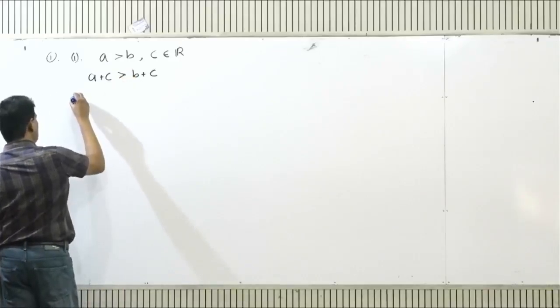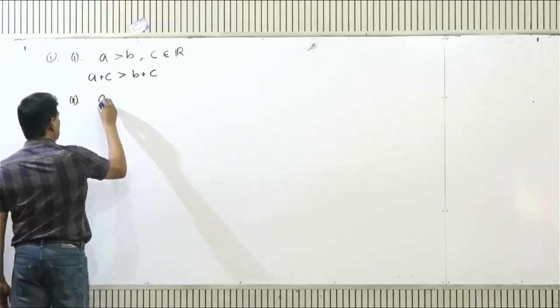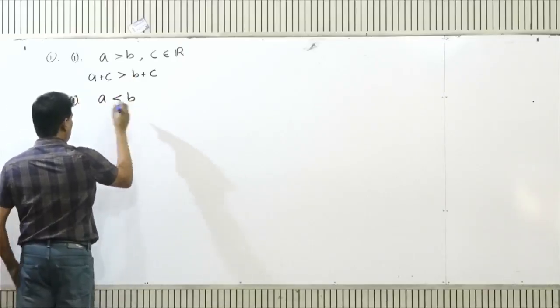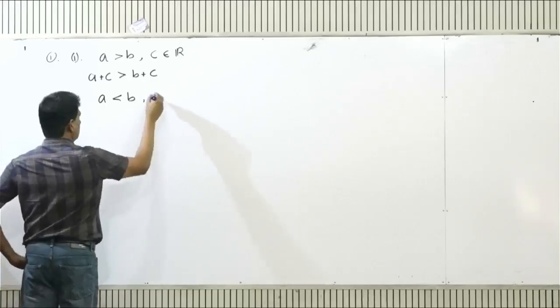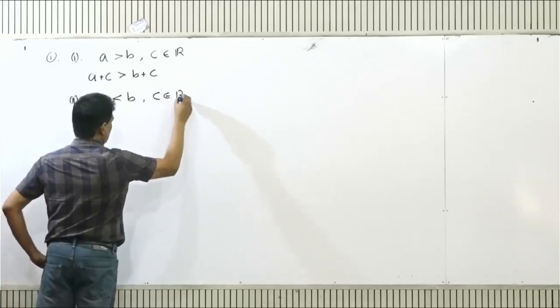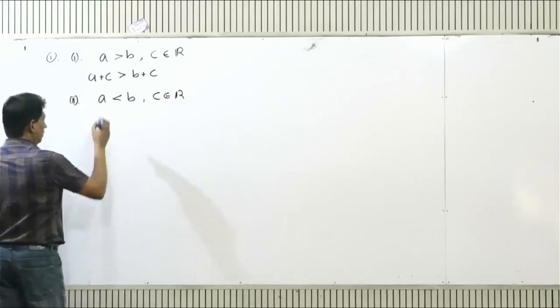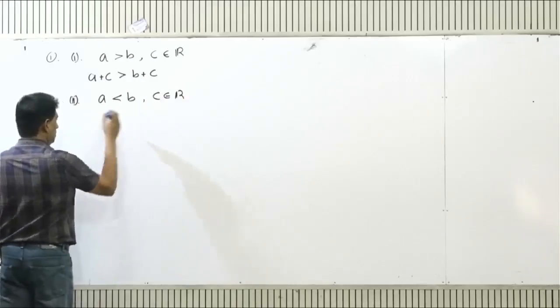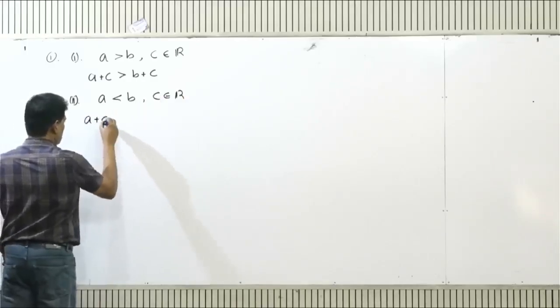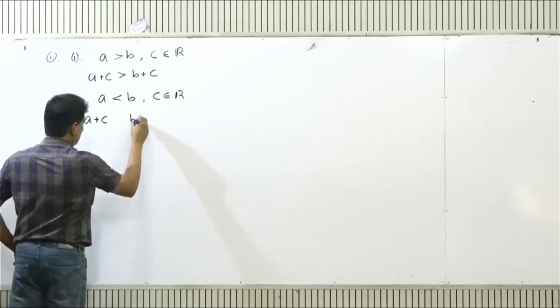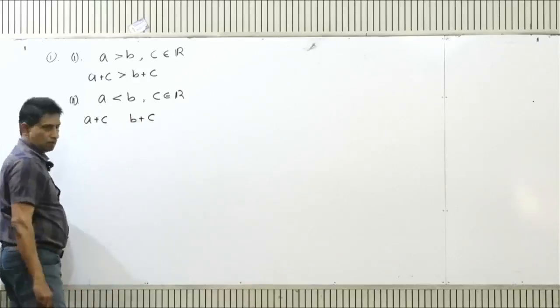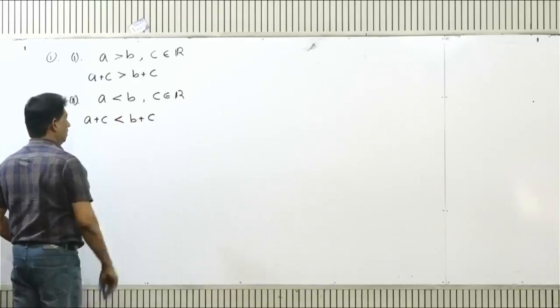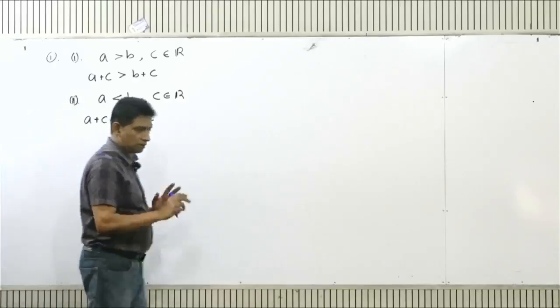First law, second part. Here A is less than B and C is a real number. Then we can add this real number to both sides, then the left hand side becomes A plus C, the right hand side becomes B plus C, and the inequality mark does not change. This is the first law.